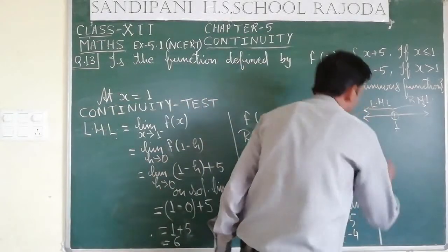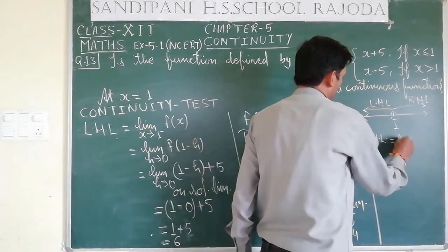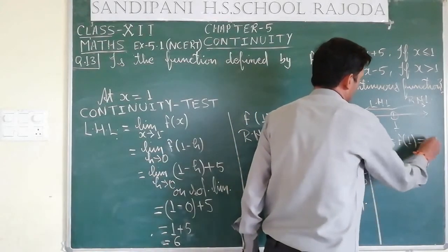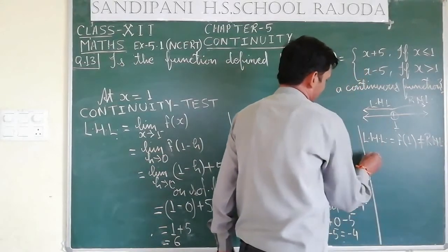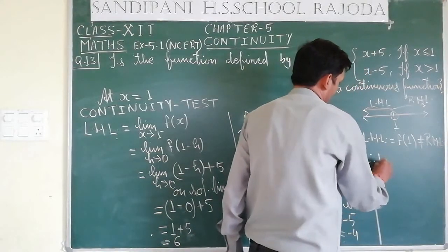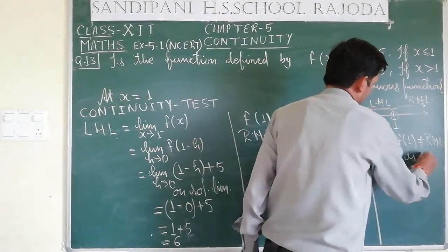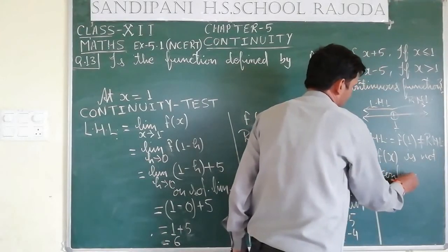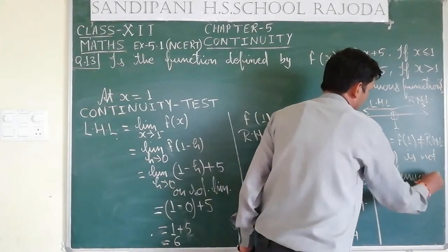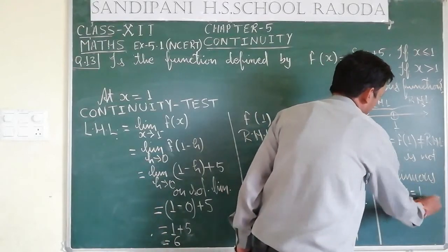So LHL is equal to f of 1, but it is not equal to RHL. Therefore, f of x is not continuous at x is equal to 1.